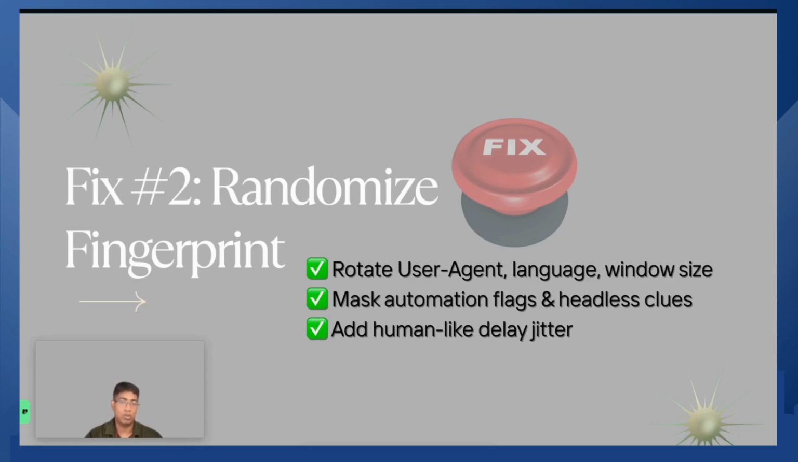And you also have to mask the automation flags. Let's say you're using a headless browser, and there are some flags that can be identified by the server as a bot. You can actually block or mask those automation flags, and you can get the data. And it's always best to add a bit of a delay.